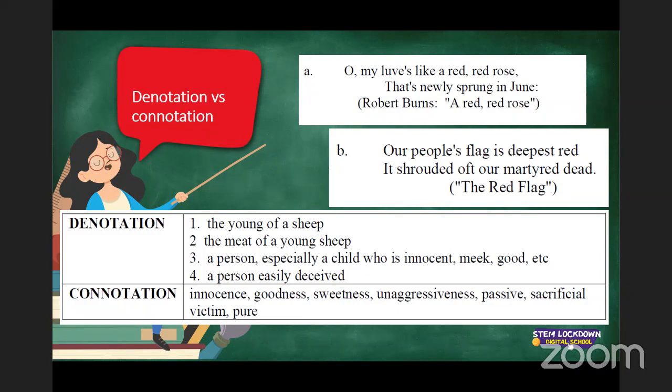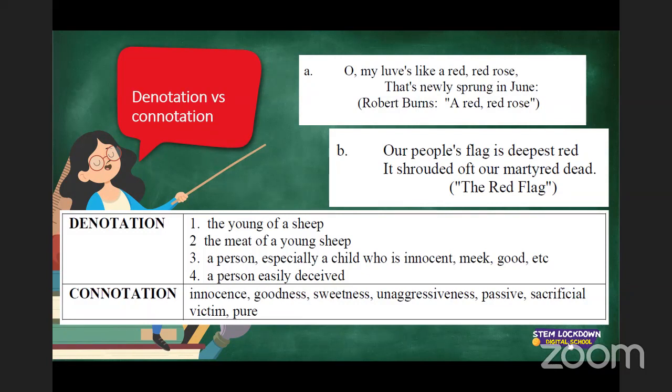number one says the young of a sheep, the meat of a young sheep, a person, especially a child who is innocent, meek, good, etc. And then a person easily deceived. With your connotation, we would say it's innocence, goodness, sweetness, unaggressiveness, passive, sacrificial, victim, or peer. Okay, so you see the differences there.